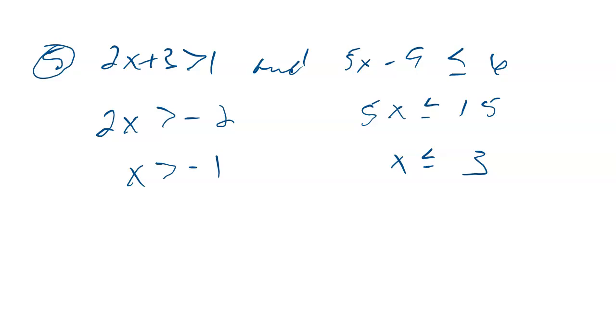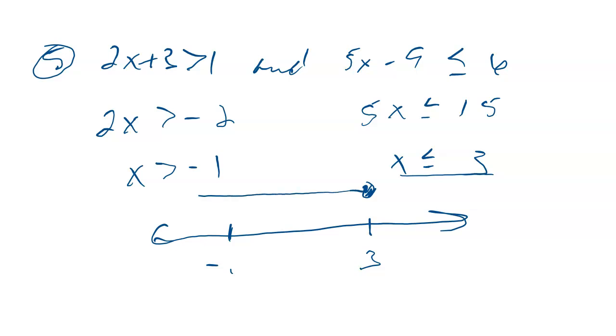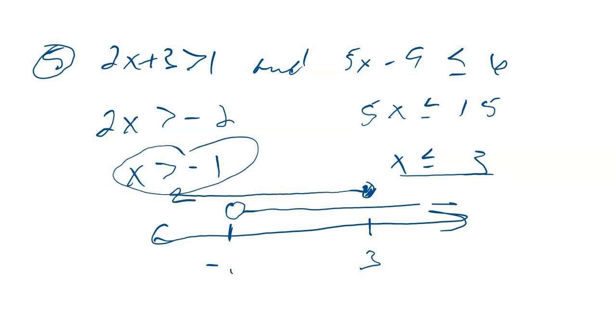But if we were to graph this, here's me graphing it, -1 and 3. This guy here would be this solution, and this guy here would be this solution. But now it's an and, so it has to be in both sets. It has to be in this set and the other set. And so it's basically all the values between -1 and 3. Checking the answer key. 5, -1 and 3. Perfect.